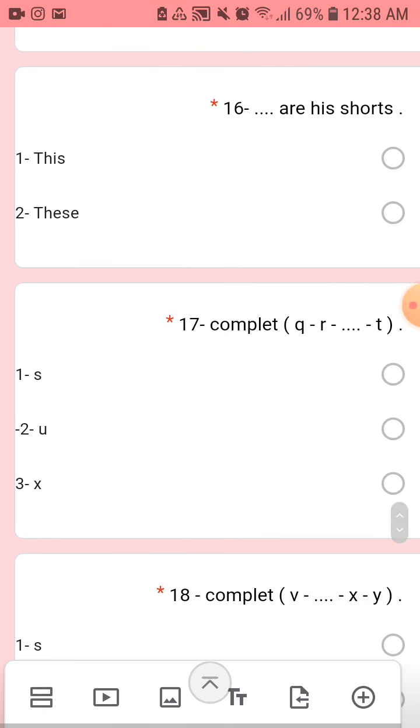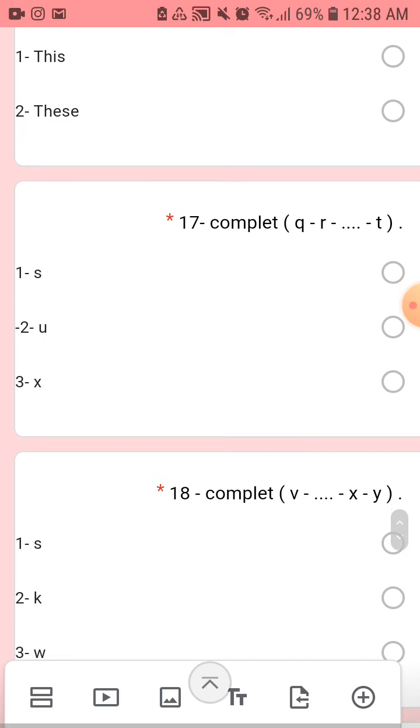Question 16. Blank are his shorts. Number 1 this, number 2 these.